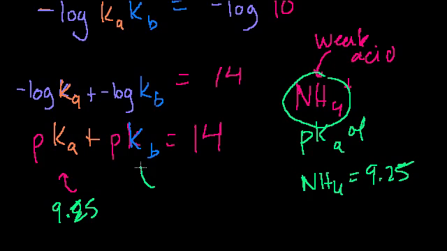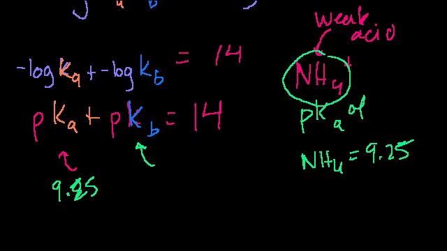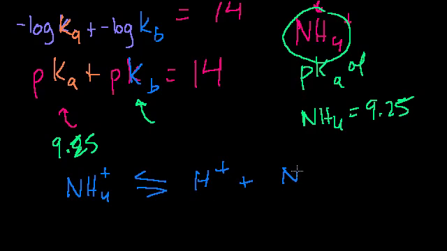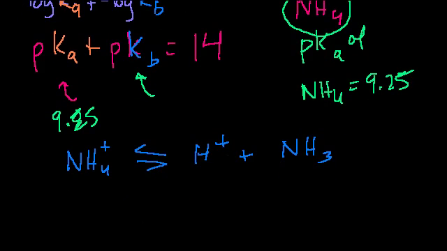So what is going to be the pKb for ammonia? Let me write that reaction down. This is NH4 plus in equilibrium. It can get rid of one of its hydrogen protons, and you're just left with ammonia. So this is the acidic reaction, which is what the pKa is associated with. So the negative log of the equilibrium constant for this reaction is equal to 9.25.